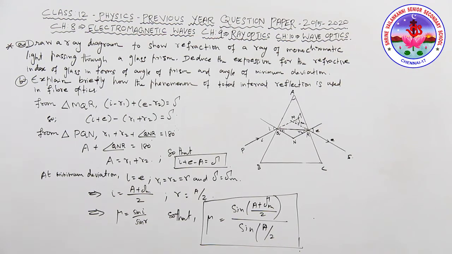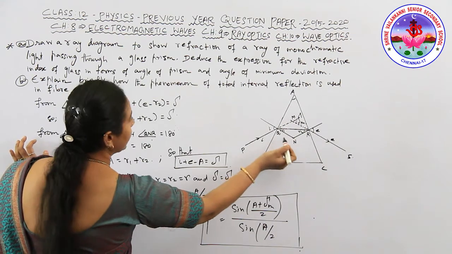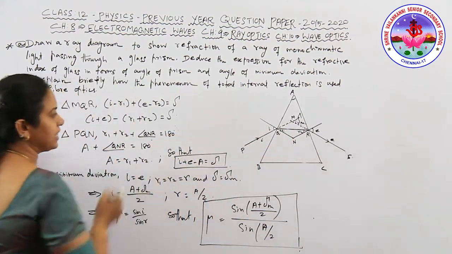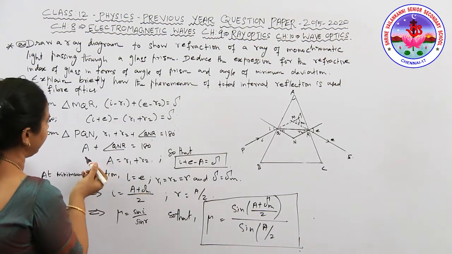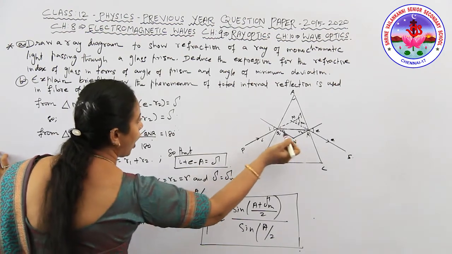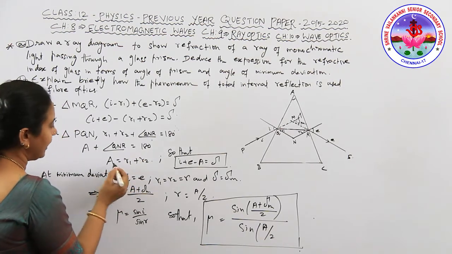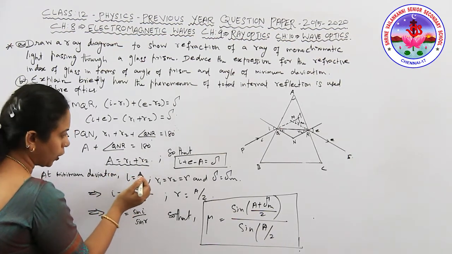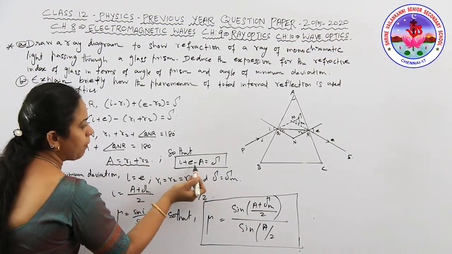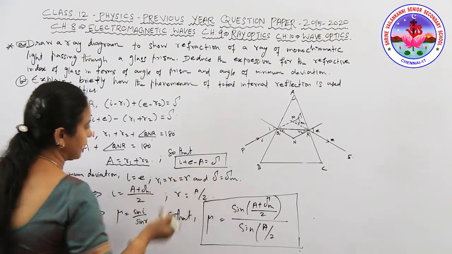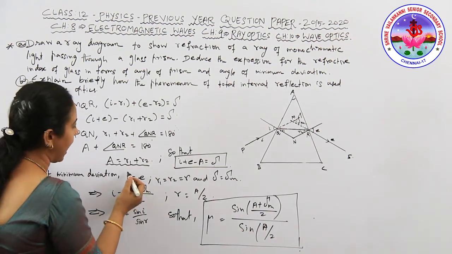So you will get r1 + r2 plus the angle QNR, which we can take as 180 degrees. Here we can write A plus angle QNR, that means A is equal to r1 + r2, so A plus angle QNR is equal to 180 degrees. A here, as we know, is r1 + r2. So from this derivation we will get i + e − A equal to the minimum deviation sigma. Got it, children?